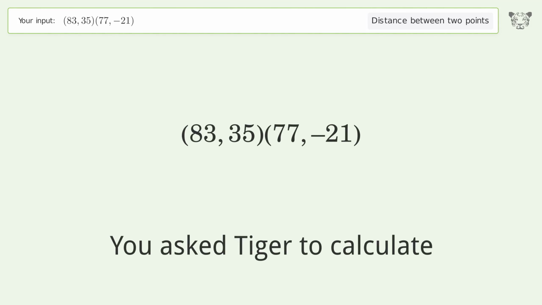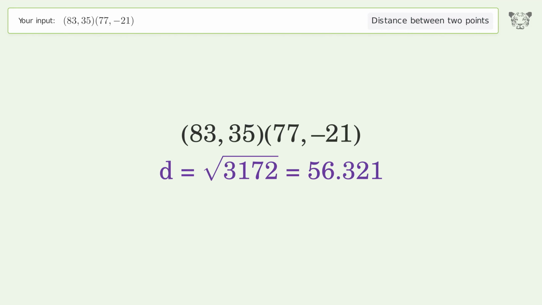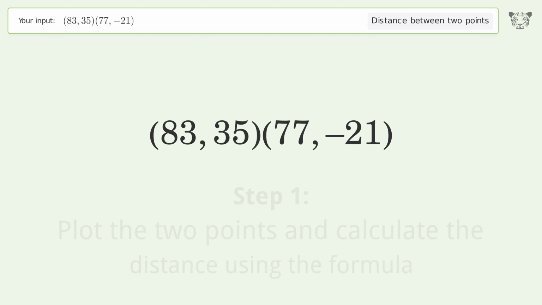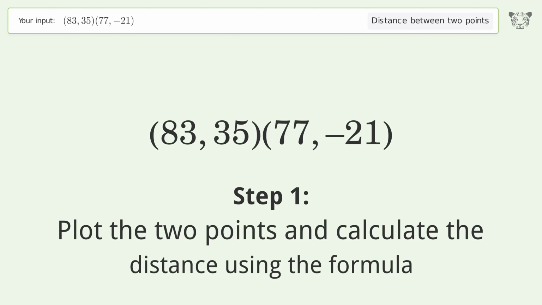You ask Tiger to calculate. This deals with the distance between 2 points. The distance between the 2 points is the square root of 3,172, or 56.321. Let's solve it step by step. Plot the 2 points and calculate the distance using the formula.